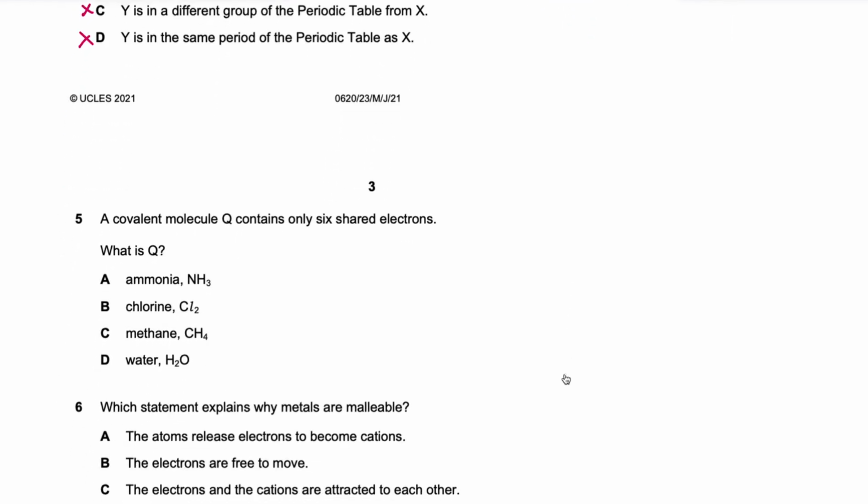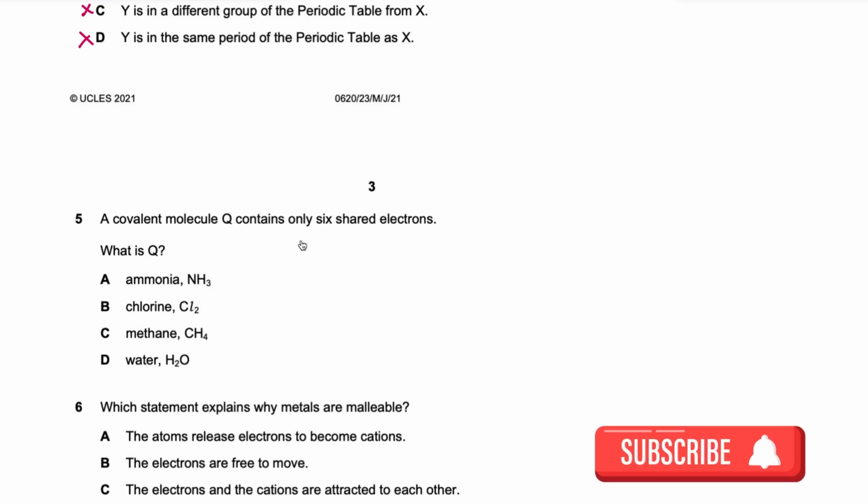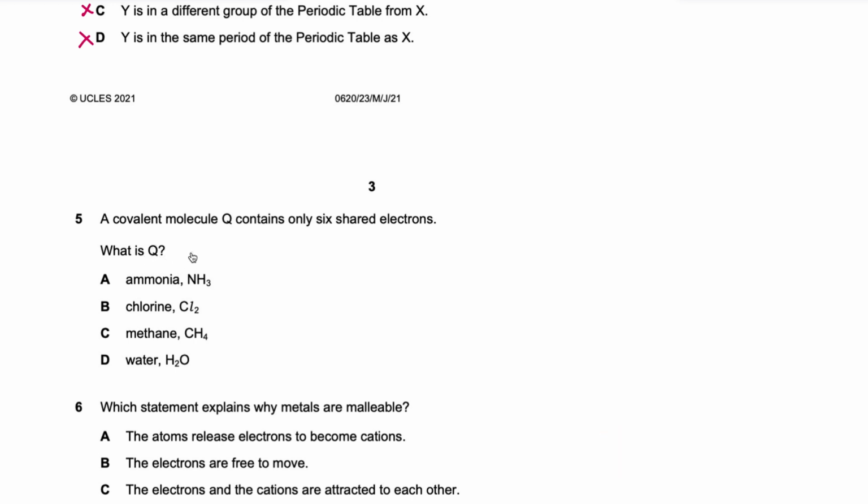Now we go to question 5. A covalent molecule Q contains only 6 shared electrons. What is Q? A covalent molecule Q contains only 6 shared electrons. So it has 6 shared electrons. What is that?